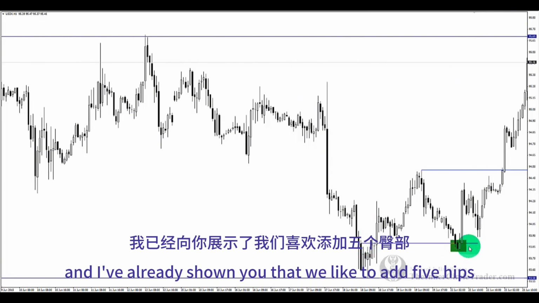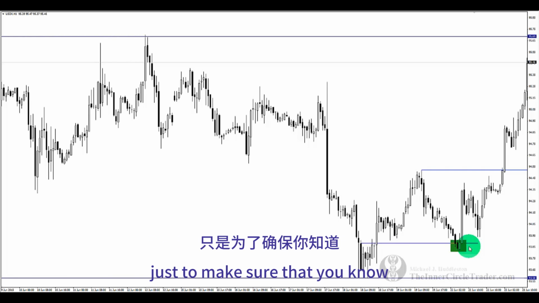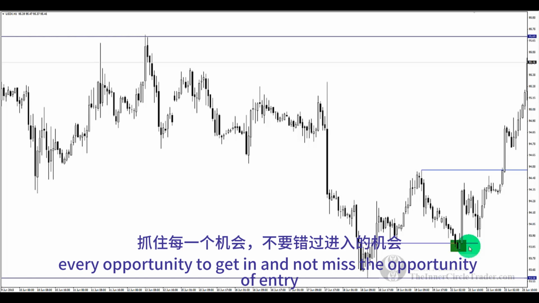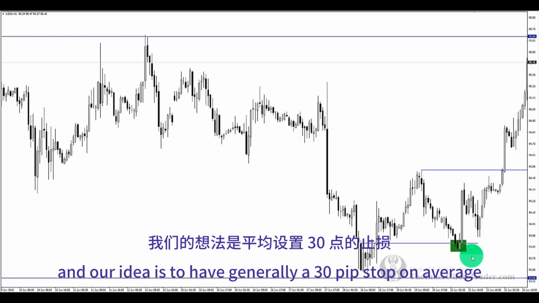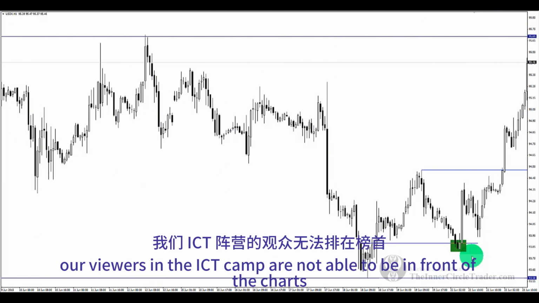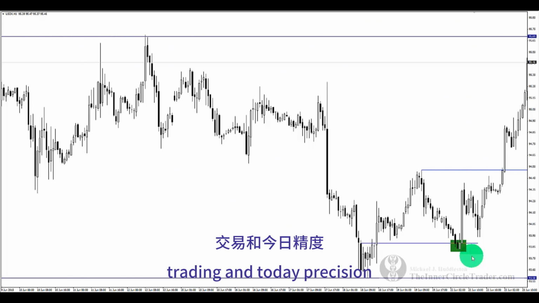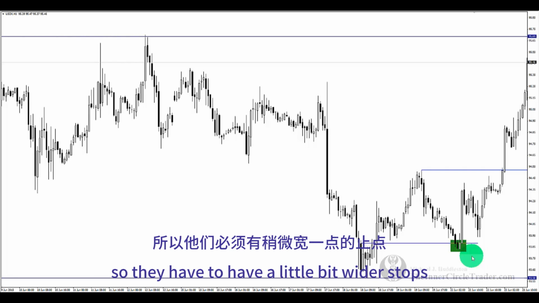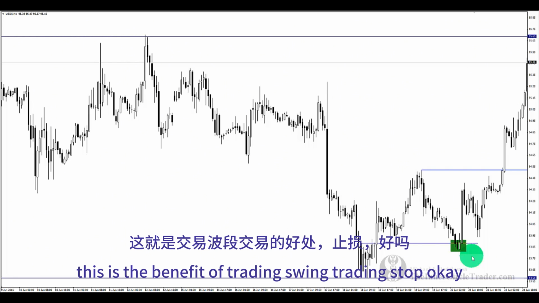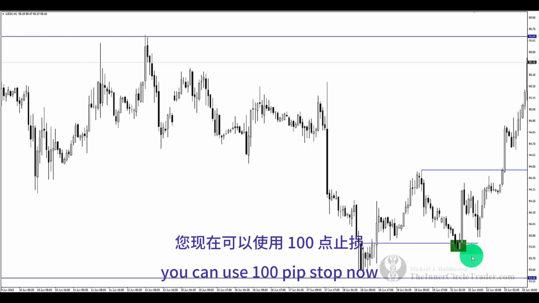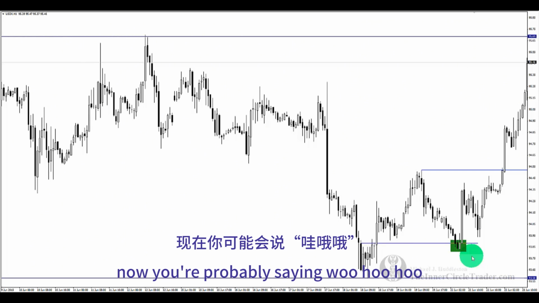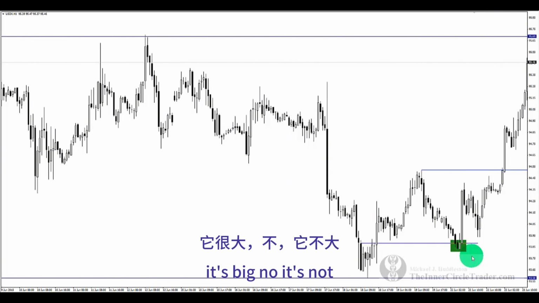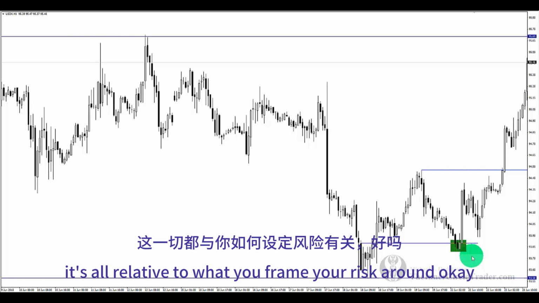And I've already shown you that we like to add 5 pips just to make sure that we have every opportunity to get in and not miss the entry. And our idea is to have generally a 30 pip stop on average. Now, some of our viewers in the ICT camp are not able to be in front of the charts trading intraday precision, so they have to have a little bit wider stops. This is the benefit of swing trading style. You can use a 100 pip stop. Now I know you're probably saying, whoa, 100 pips, that's big. No, it's not.